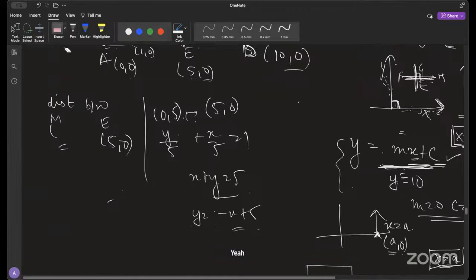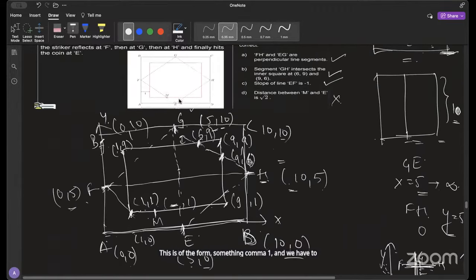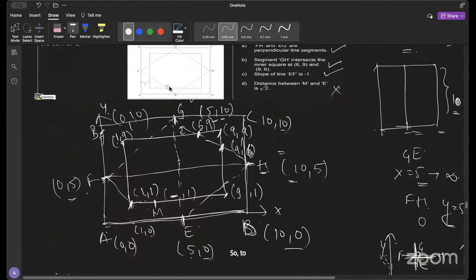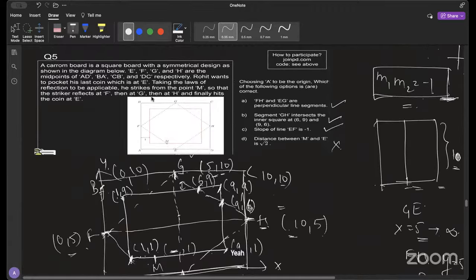This is of the form something comma 1, and we have to find M. In the question it is mentioned that M is the striker and it hits F. So M is on EF. That means, just a second.